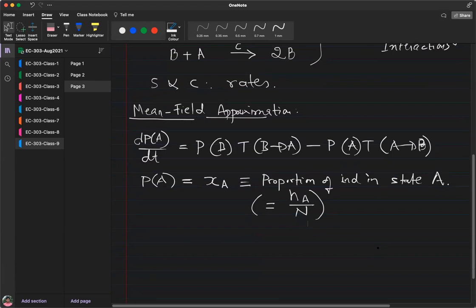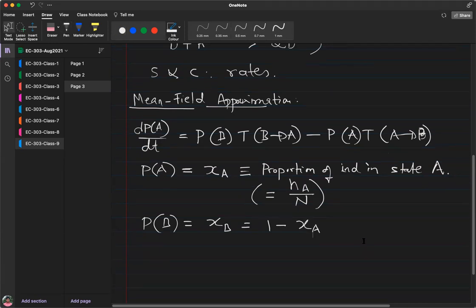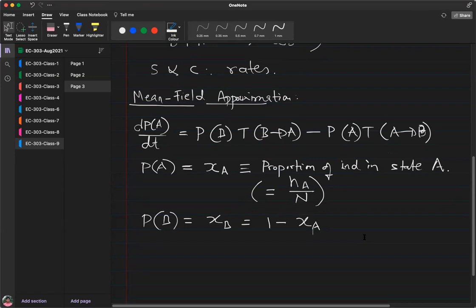In the previous case, rho was the proportion of sites which were occupied. Now it's the proportion of individuals in state A. It's basically the same. That's P of A. Likewise, we know P of B, which we can denote as XB, and it will be nothing but 1 minus XA, because XA and XB must add up to 1. So far, these are just definitions.